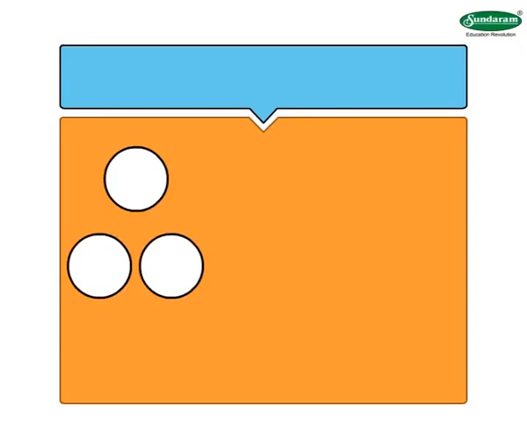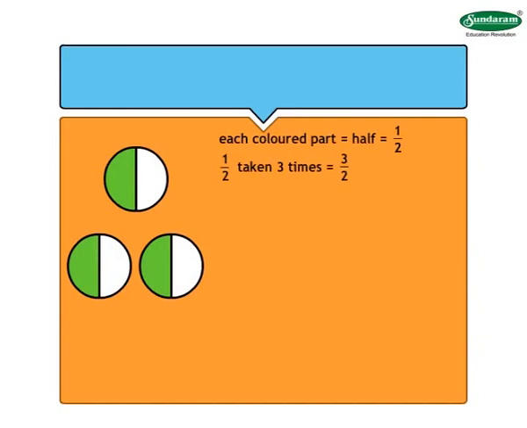Improper fraction. Now, let us consider an improper fraction 3 upon 2. In all the three circles, 3 colored parts, each equal to half or 1 upon 2, have been shown. Now, 1 upon 2 taken 3 times means 3 upon 2. Let us understand this. 1 upon 2 of one circle plus 1 upon 2 of another circle is equal to 1 whole circle. Still 1 upon 2 of the third circle is left.